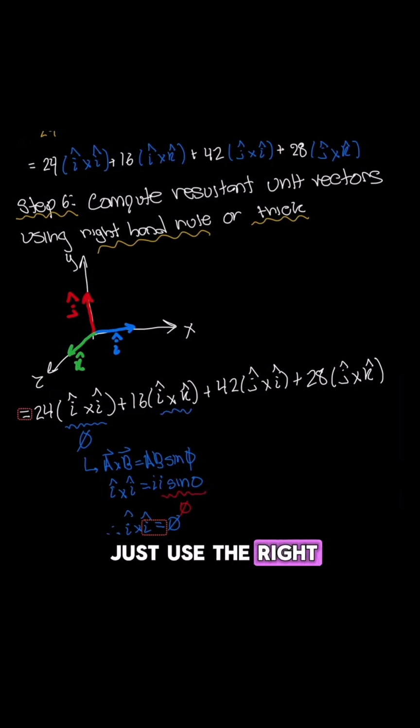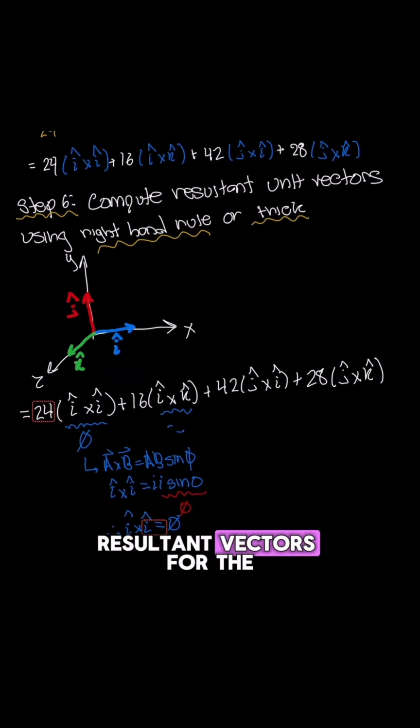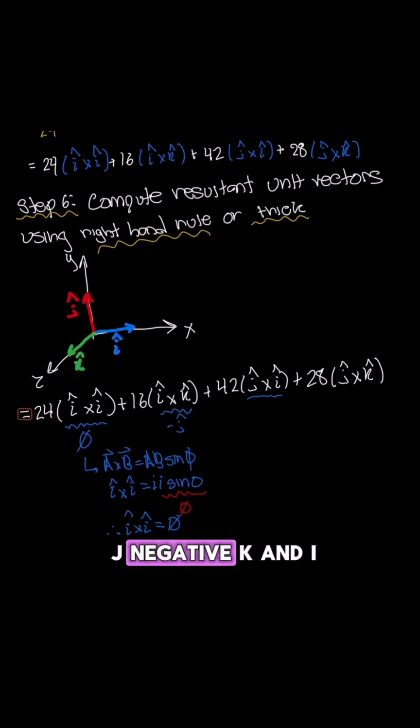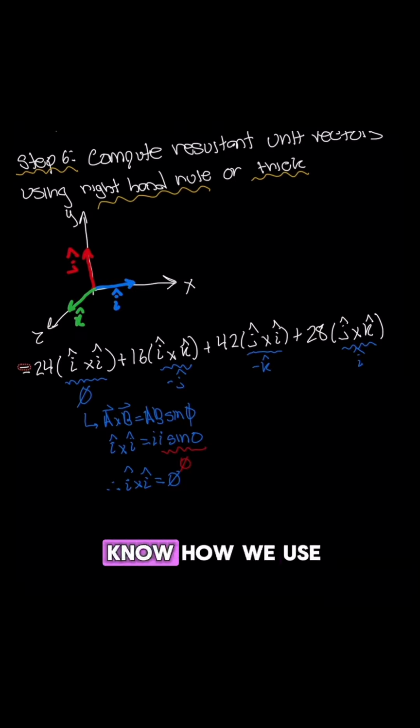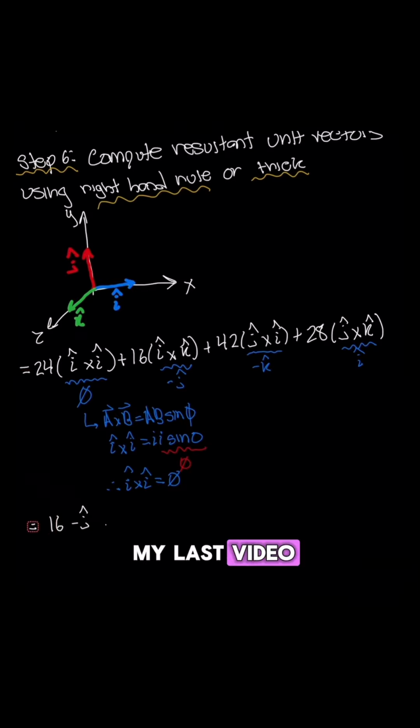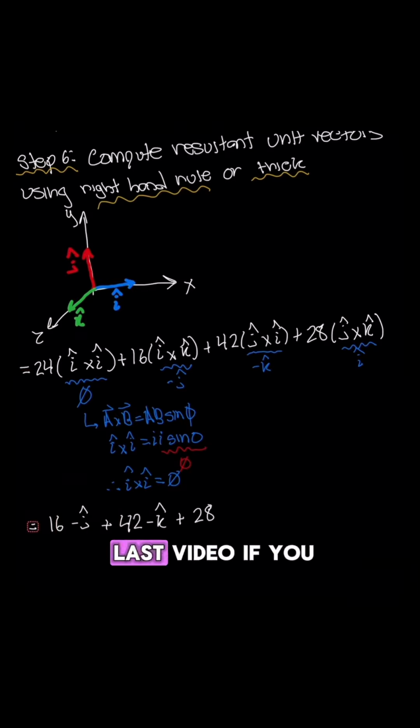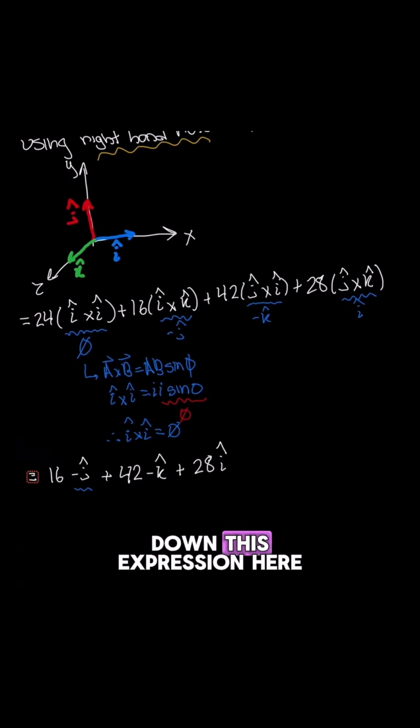And then we can just use the right-hand rule to find the resultant vectors for the other three. So we get negative j, negative k, and i. And if you don't know how we use the right-hand rule, you can check out my last video. Also, you can use the trick, which is in my last video. But now that we got the resultant unit vectors, we can just write down this expression here.